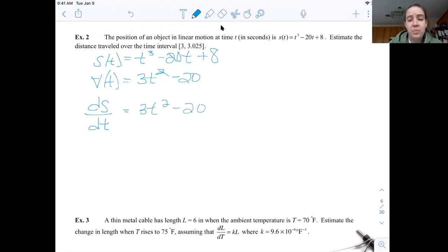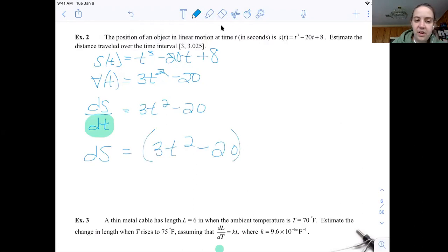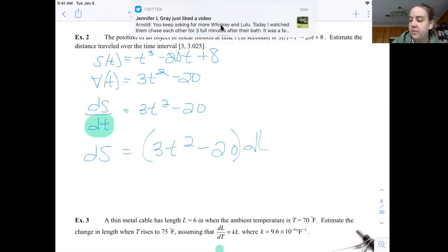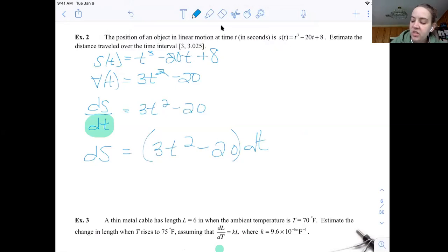Now, to get the change in position, this is called our differential on the bottom. We're now allowed to move that. That's the different part that we're talking about today. I'm going to multiply it to the other side. So ds is equal to 3t squared minus 20. Use parentheses. Some of you are not very good with parentheses. Use your parentheses. Now, the change in position, another way to write change is delta. So delta s is equal to 3t squared minus 20 times delta t.